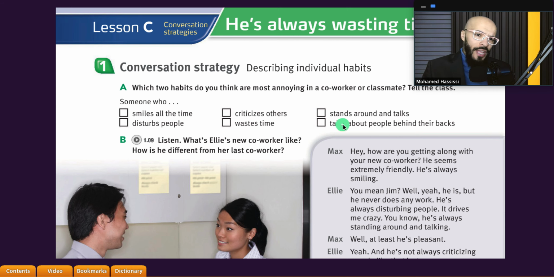Now, I hope you understand that. I don't know about you, but I think the last one here is the worst. Someone who talks about people behind their backs, that's not so good. There's a great deal of dishonesty in that. So you might want to, again, pause the video and tell yourself and tell me which one of these qualities you don't like.